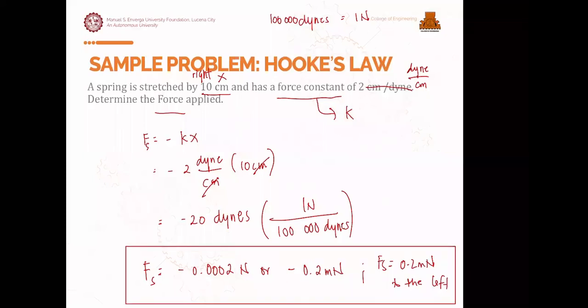Okay, so thank you for correcting. What I did earlier was reversed. It should be 1 kilonewton is 1,000 Newton. What happened here is that it became very small, 0.0002 Newtons. Then I just converted the many zeros, the three zeros, into milli. So it became millinewtons. Our final answer will be 0.2 millinewtons to the left. Okay? Okay na?